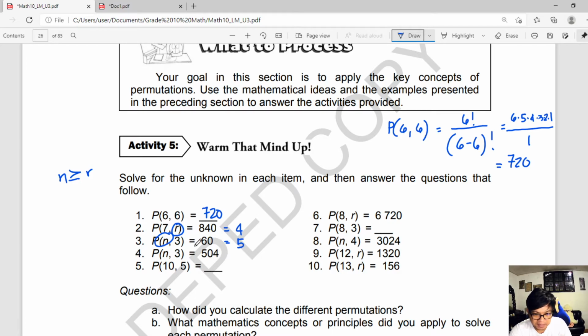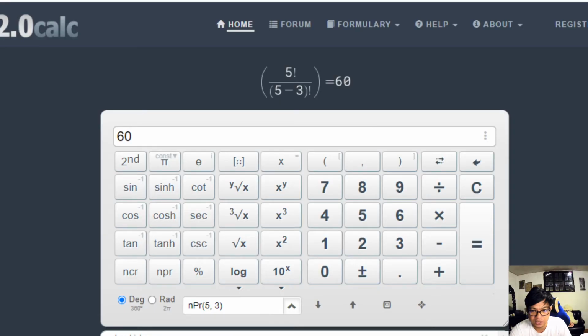Ibig sabihin, mas mataas yung number. So, pwede natin increase 5. Let's say 8. Try natin ang 8. Okay, for this, by using a calculator, pwede nyo gamitan ng trial and error. So, gamitin natin yung kanina, no? This one, let's try if 8 siya. Equals 336? Hindi din.